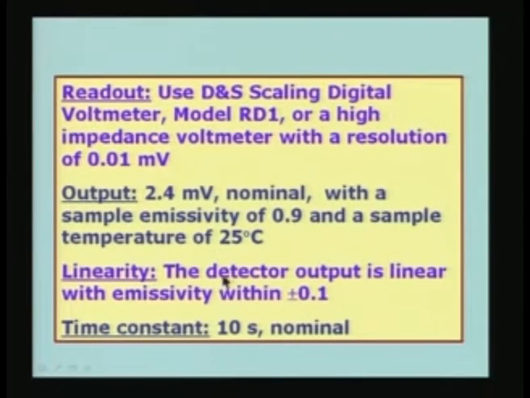The linearity is very good. The detector output is linear with emissivity within plus or minus 0.01, not 0.1. The time constant is 10 seconds nominal. That means that you should give a little more time than 10 seconds, maybe 30 or 40 seconds. By that time the value will stabilize and you will be able to take a reading of the emissivity of the surface.